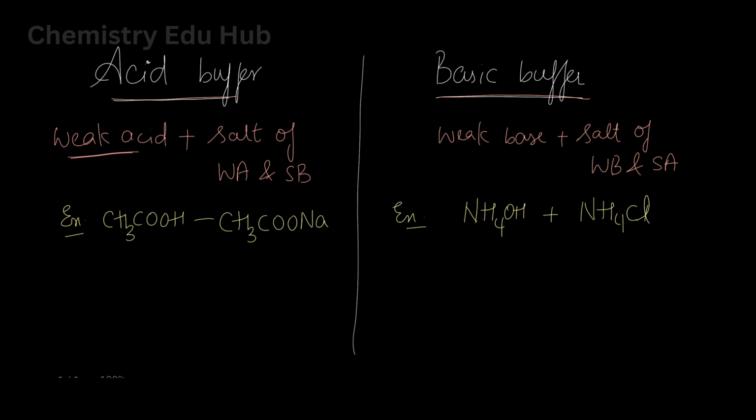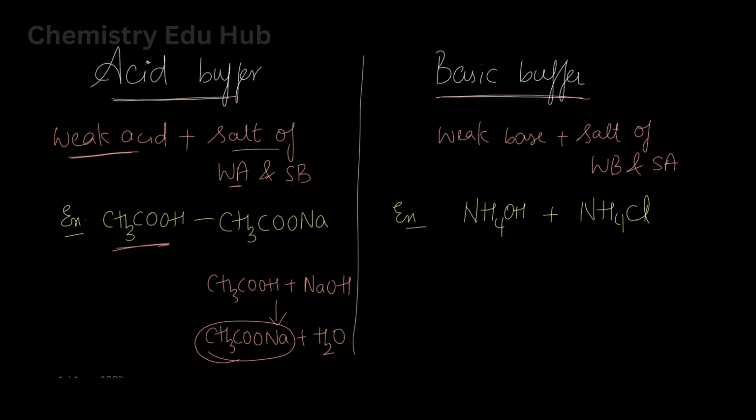We take a weak acid and also a salt of a weak acid and a strong base. The weak acid that we take here is acetic acid. And what is a salt of weak acid and strong base? The weak acid is acetic acid again, and the strong base is sodium hydroxide. So when these two are reacted, what are we going to get? We get the salt CH3COONa plus H2O. Now this is the salt of a weak acid and strong base. So the combination of a weak acid and its salt with a strong base is considered to be your acidic buffer.